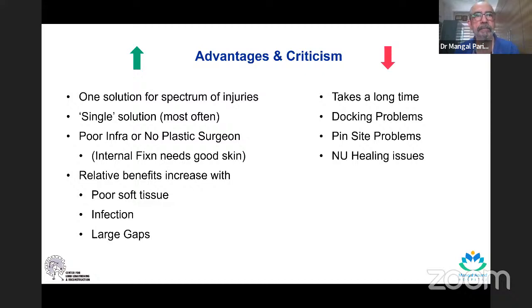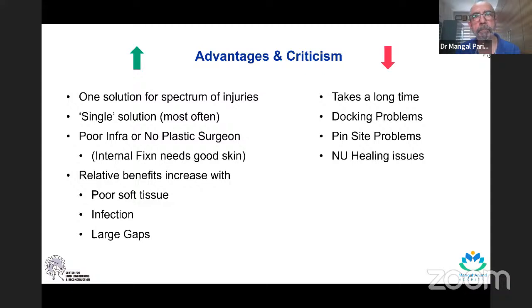So that is really when the fixator is indispensable. There are negatives ascribed to it also, which personally I don't really call negatives, but they're part of the treatment: that it takes a long time. You will have docking problems. You may have pin site problems, but these are mainly related to your technique in terms of how you put in the pin sites. And there can be issues of healing the non-union.